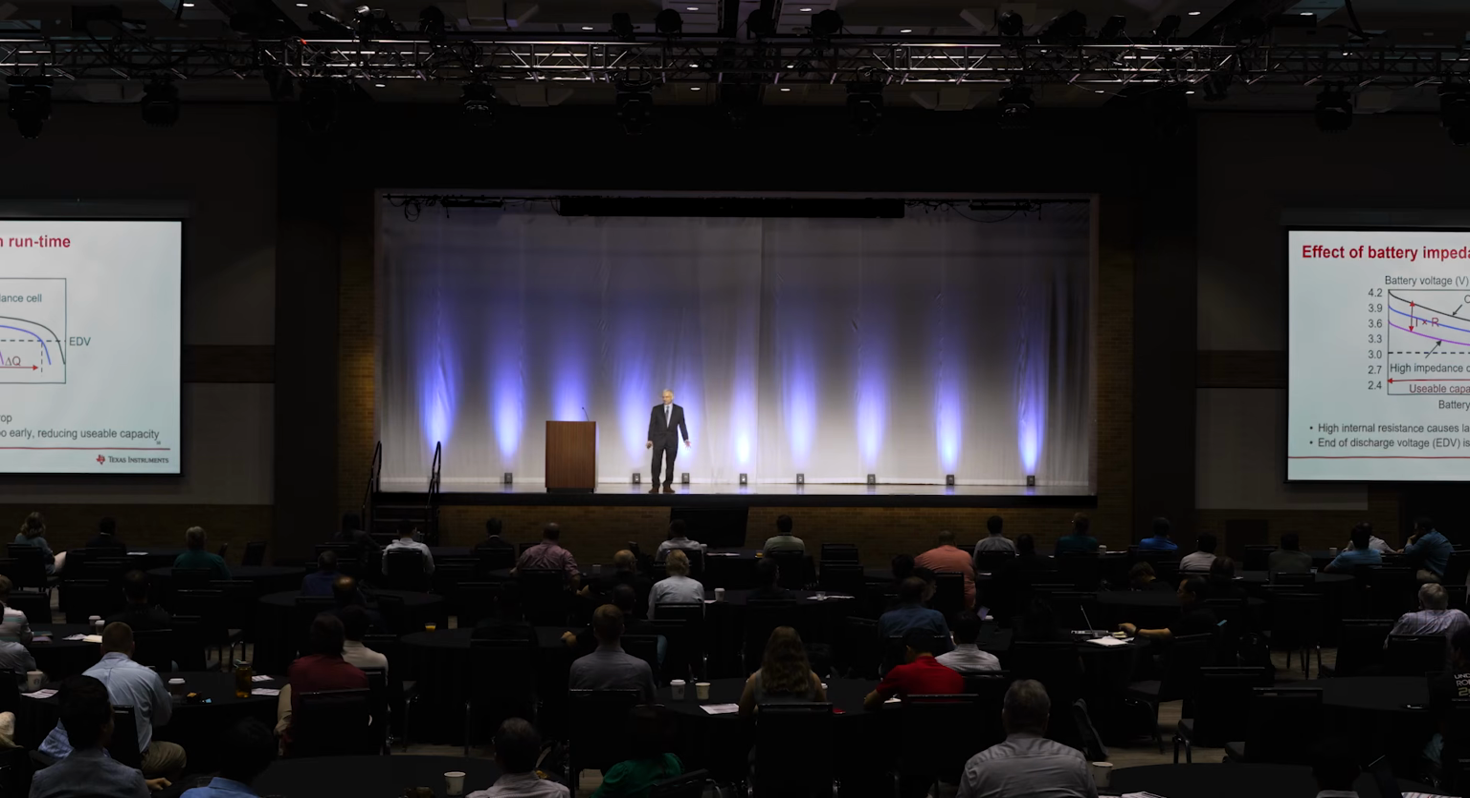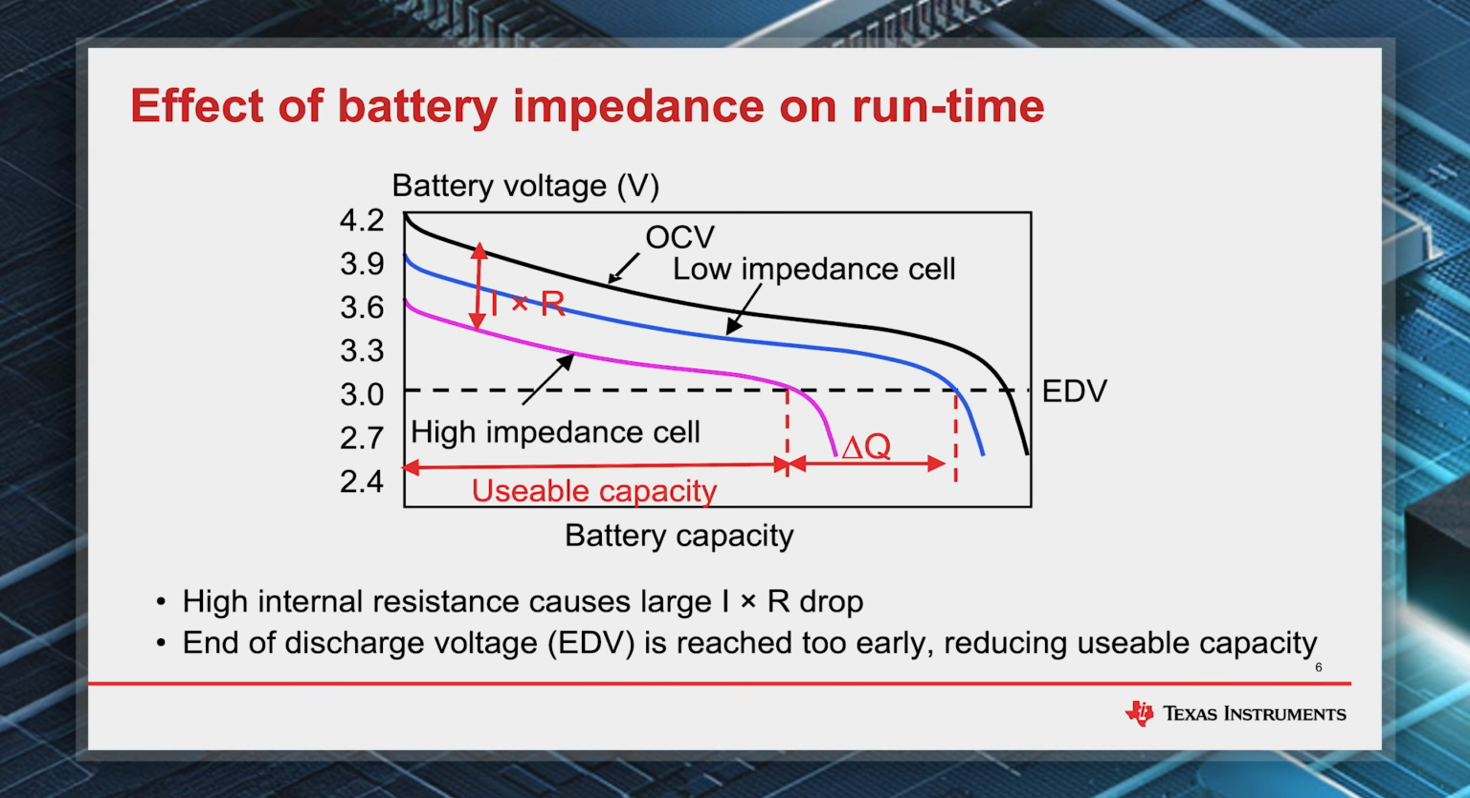So why is it bad to have a higher impedance? Well, obviously, if you discharge at an extremely low rate, your open circuit voltage will look like this black curve. So basically, you will have almost no loss of runtime. But if you discharge at any substantial rate, it will look like the blue line here.